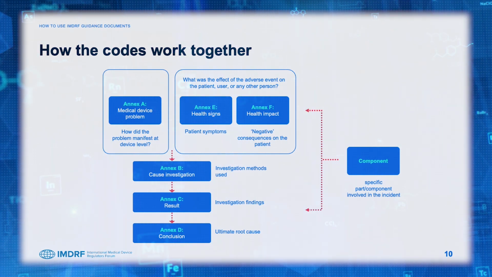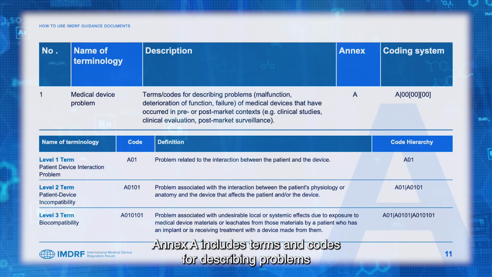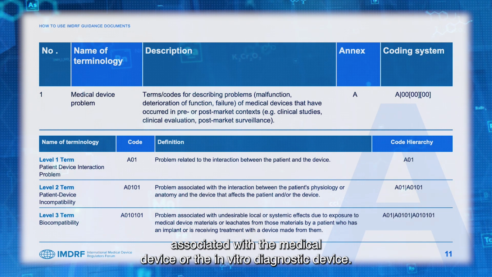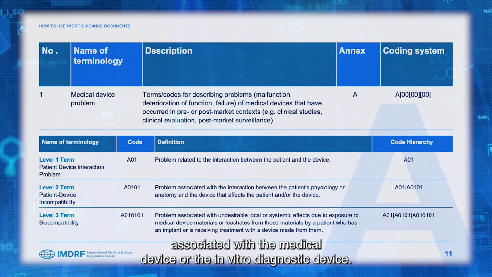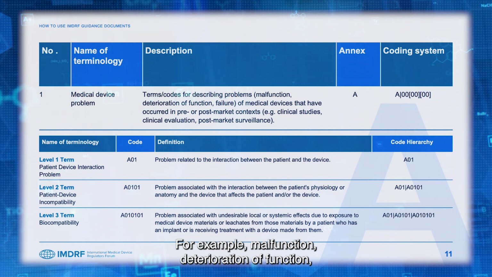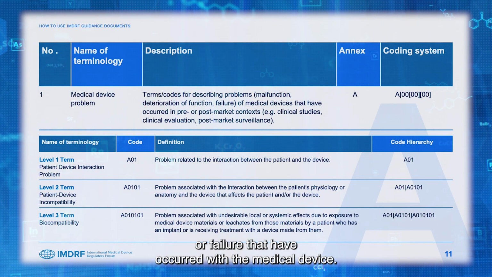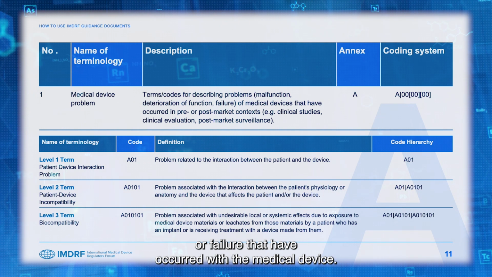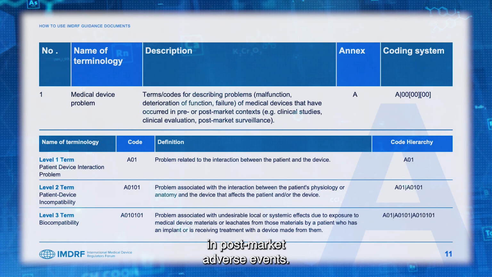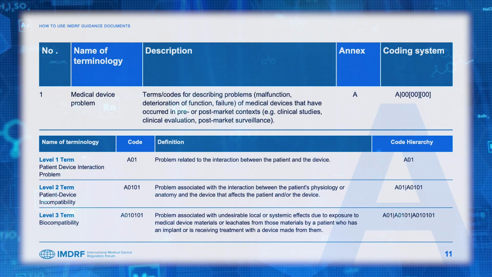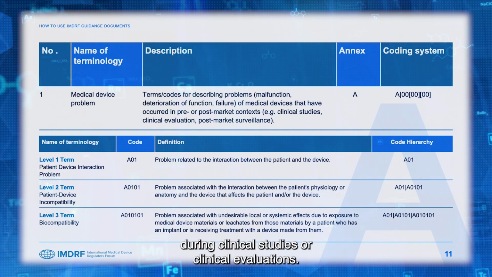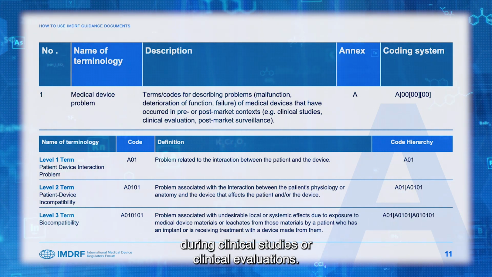Throughout this process, they may also consider specific components or parts that have contributed to the event using the Annex G terms and codes. Annex A includes terms and codes for describing problems associated with the medical device or the in vitro diagnostic device. For example, malfunction, deterioration of function, or failure that have occurred with the medical device. The IMDRF codes were specifically developed for use in post-market adverse events. However, they can be used to describe problems that occurred during clinical studies or clinical evaluations.